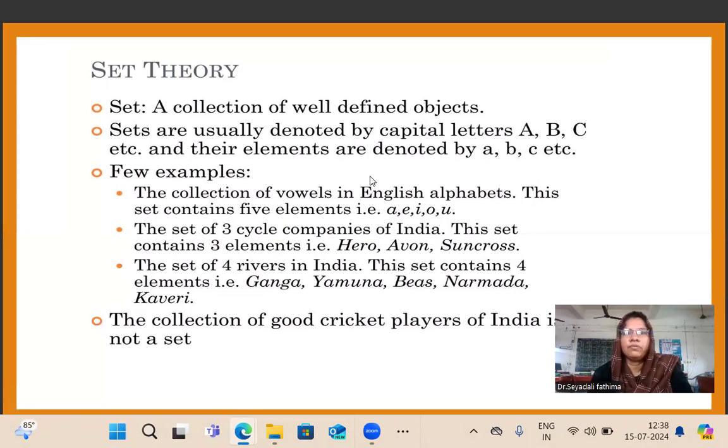The collection of vowels in the English alphabet is a set. The set of 3 cycle companies of India. The set contains 3 elements: Hero, Avon, and Sun Cross. The set of 4 rivers in India. This set contains 4 elements: Ganga, Yamuna, Narmada, and Kaveri.